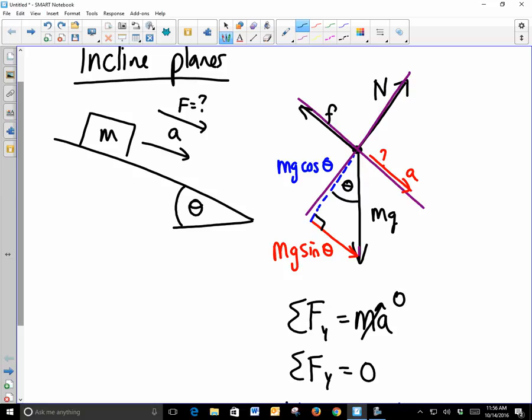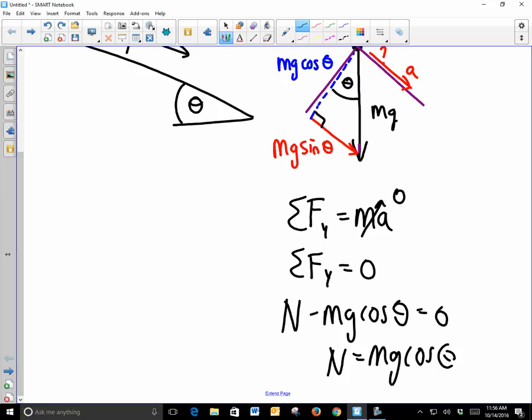Now, if normal force decreases, so normal force is equal to mg cos theta. As theta gets bigger, cosine theta is going to get smaller, until normal force is equal to 0.